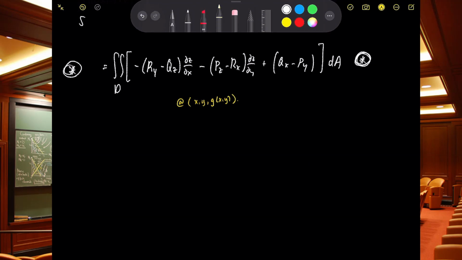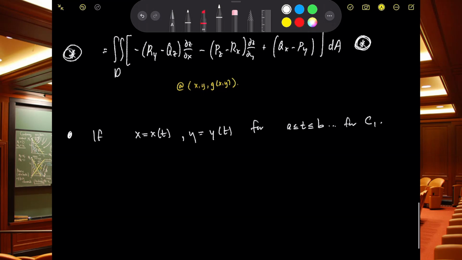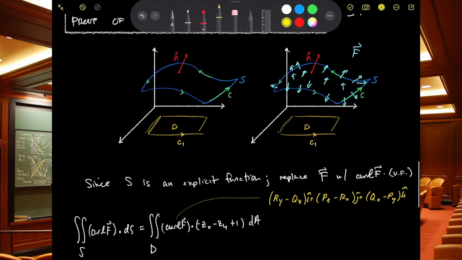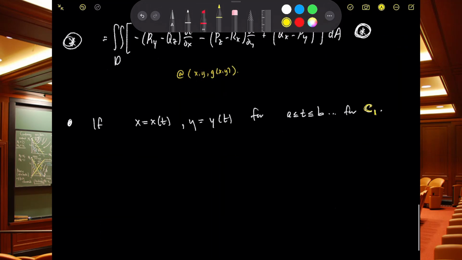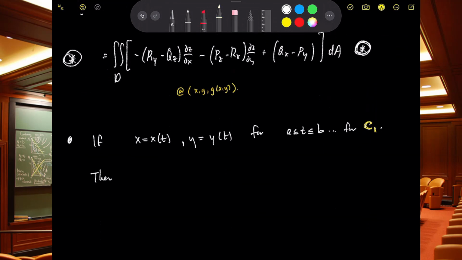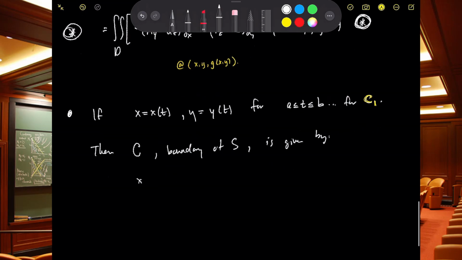So our next point here: if we know that x and y can be parametrized for some values of t for C1, which again is that boundary around our domain, our little region in the plane here, so if we can parameterize C1 with x equals x of t, y equals y of t, then that means the surface and C, the boundary of that surface, is given by, well, we can parameterize x and y with t, and then we let z be g of x of t, y of t.